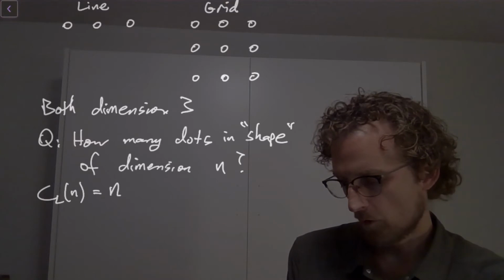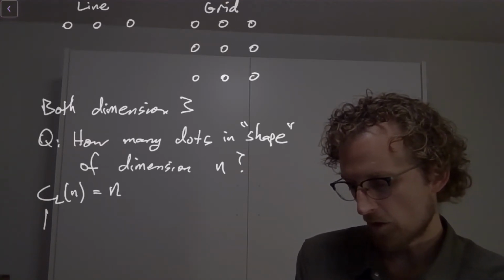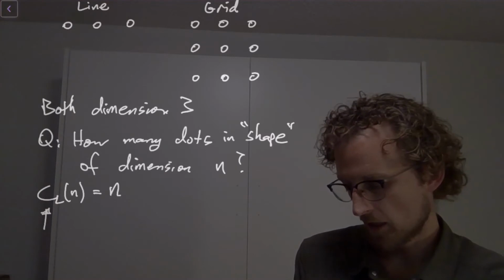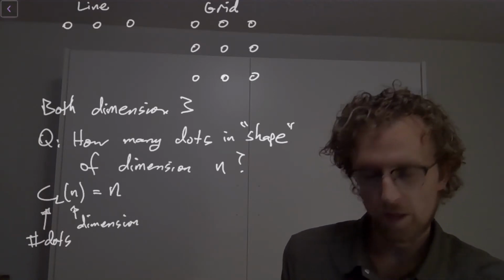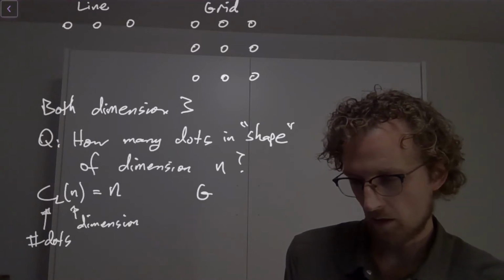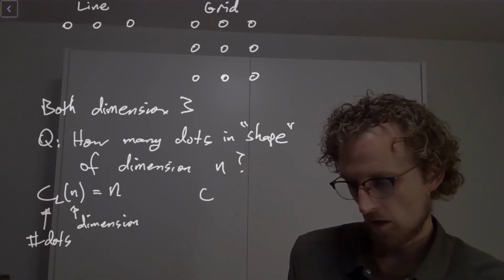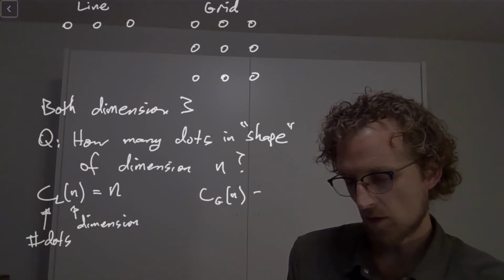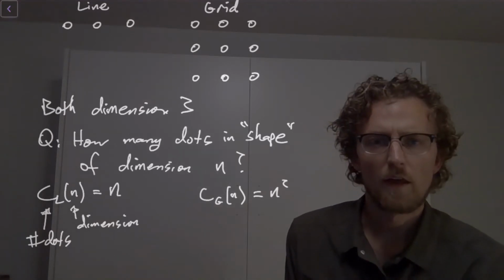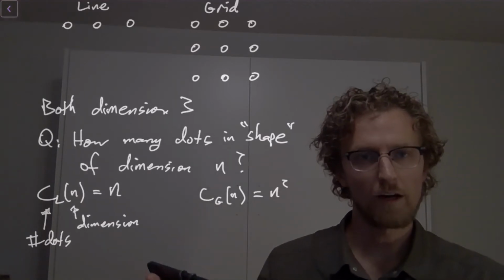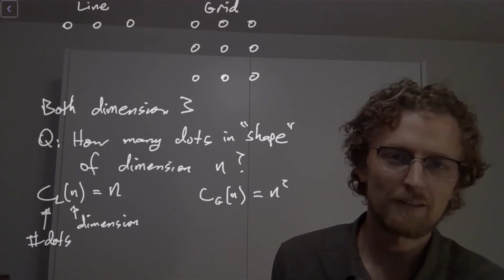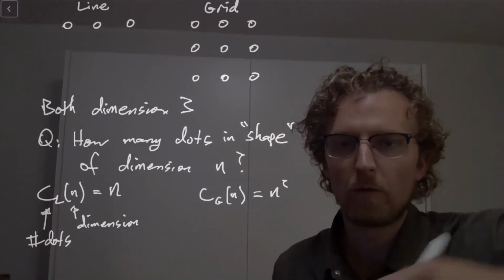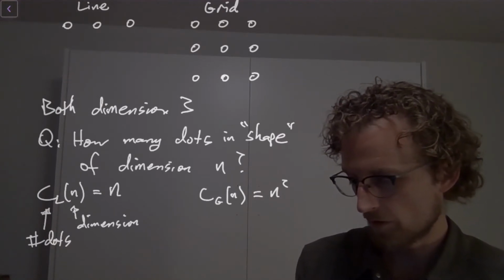Okay, and for the grid, it's equally easy to think about. Let me just make sure this is clear. CL here is the number of dots, and n is the dimension. So for the line, it's n. For the grid, CG of n, it's n squared. That's clear because this is a square with a side of length n. So how many dots are there? Well, it's equal to the area of the square, however you want to put it. Sorry about that little flip in the screen.